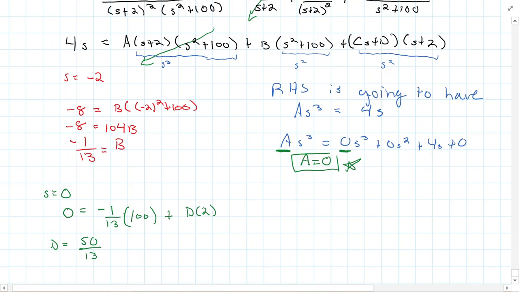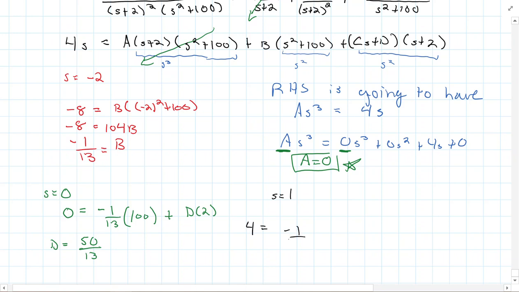Negative 100 over 13 gets added to the other side. I divide by 2, so yes, I get d is equal to 50 over 13. Now I have one last number to find, and yes, you've all guessed it correctly probably at this point, and that's where we're going to use s equals 1. And then on the left-hand side, of course, we just have 4. On the right-hand side, remember, I don't have to worry about a because that's 0, so that whole term's gone.